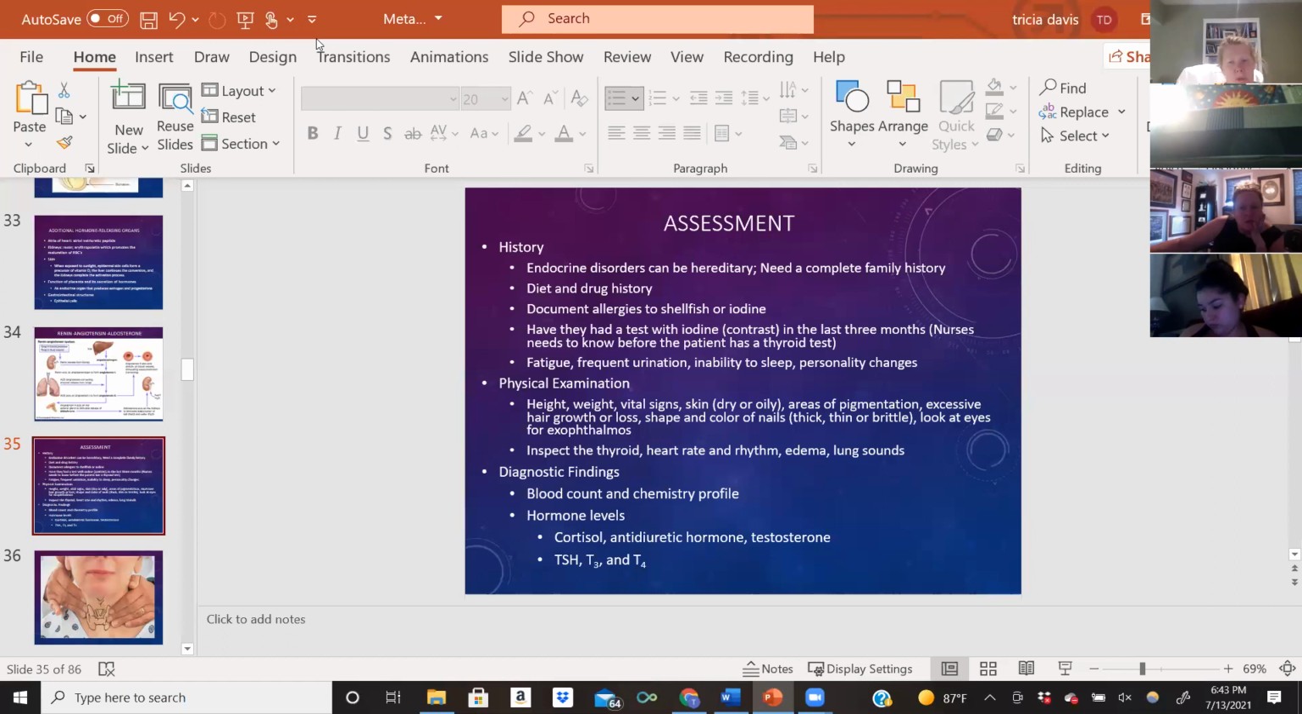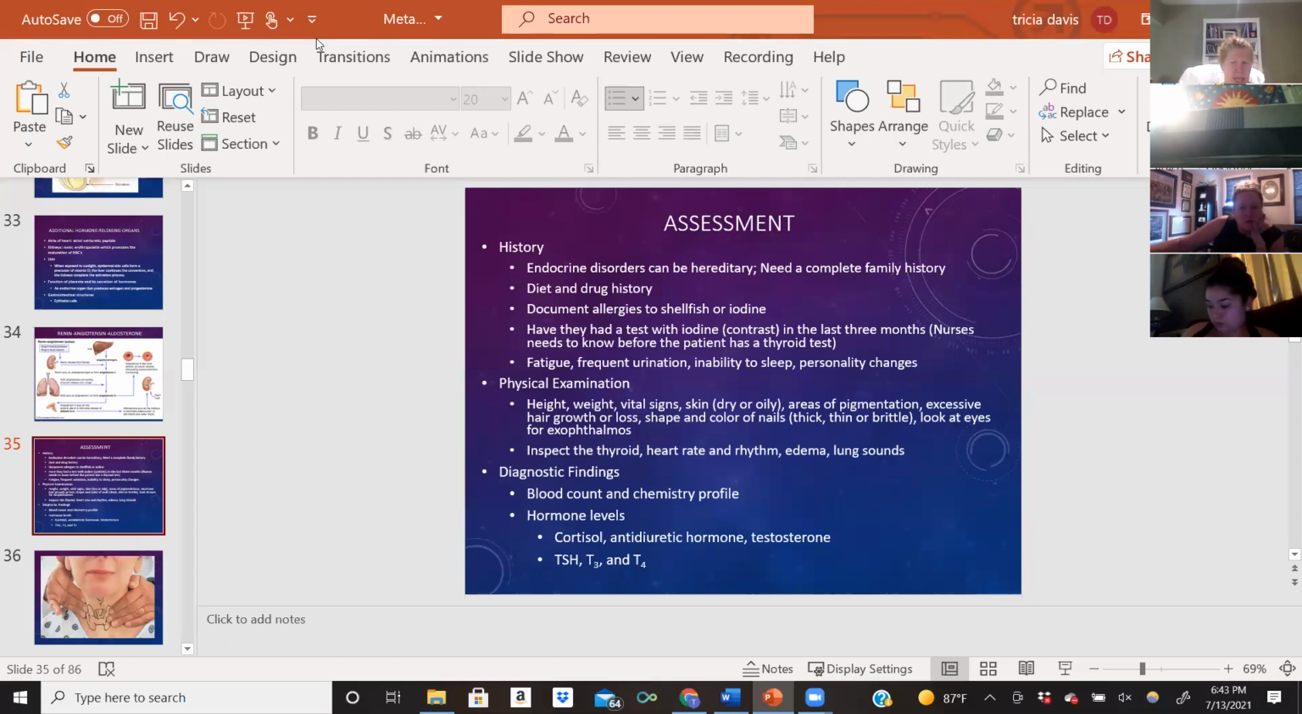Diagnostic findings that you might do. These are just a few general ones. Basically, the ones you're going to do, we're going to talk about in detail with our exemplars, because it really is just focused on what the patient is presenting with.